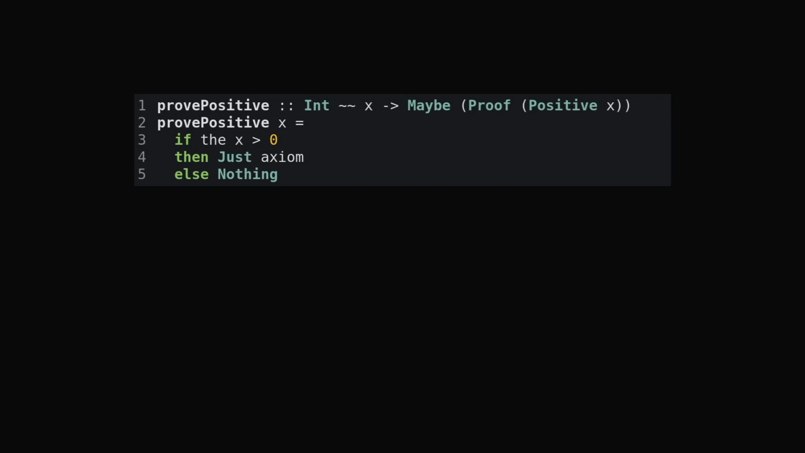In this case, the procedure prove positive tries to produce a proof when given a named int. X is unnamed, then checked if it is indeed positive. Note that removing a name is always safe to do, and this is okay for consumers of a library to do whenever they want. If X is positive, we return Just axiom.